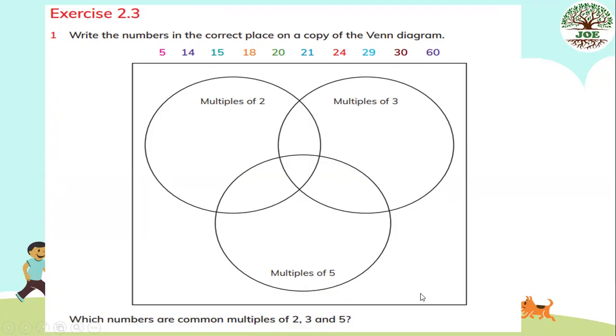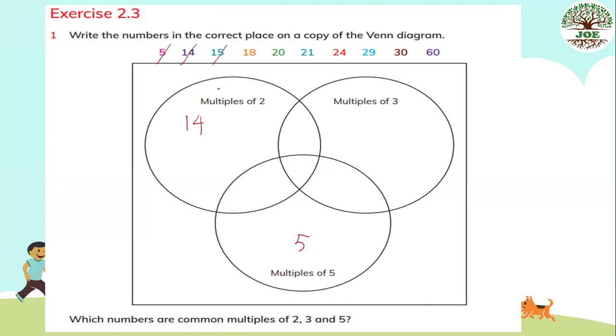So let's check the numbers one by one. I cross out each one when we have done it. 5 is only a multiple of 5, so we write 5 here. 40 is a multiple of 2, not 3 and 5, so 40 must be here.